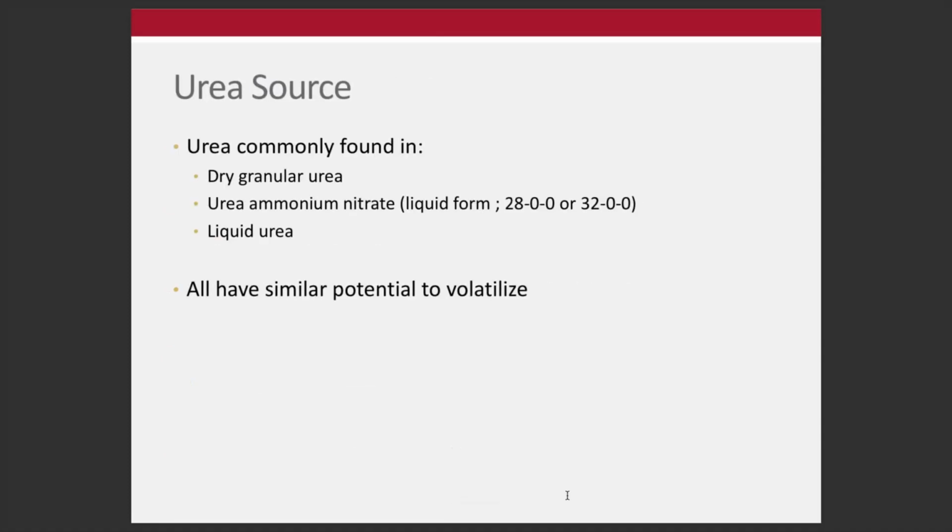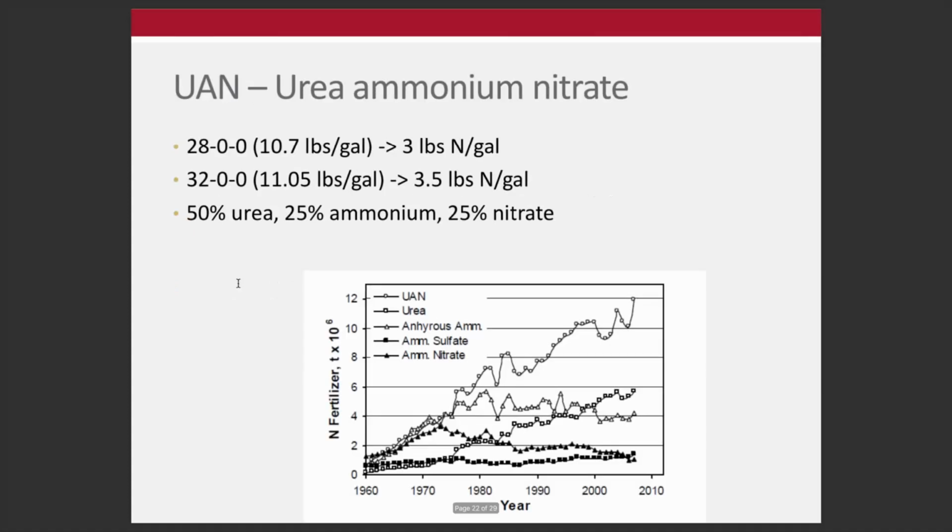So urea is commonly found in a dry fertilizer, but it can also come in a urea ammonium nitrate liquid form, and we're going to talk about that in a second. But all of them have similar potential to volatilize and have N loss that way. So that's the main take-home point with urea, that we just need to think about this and be able to manage for that.